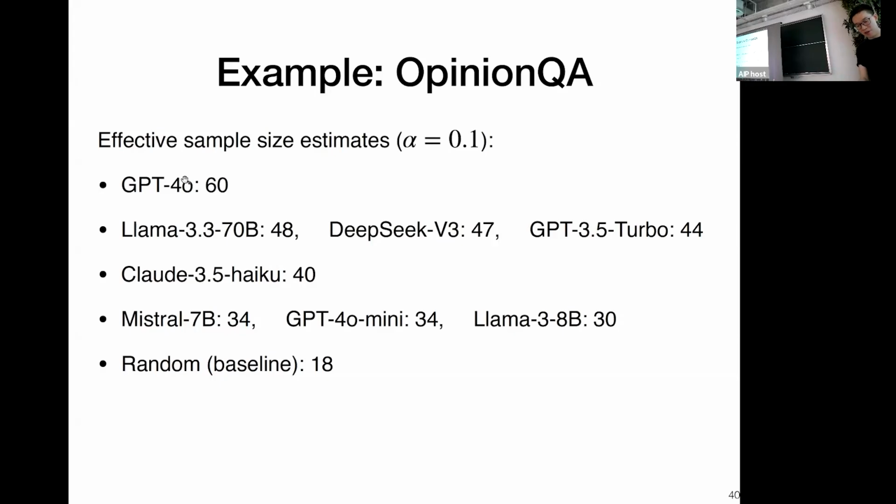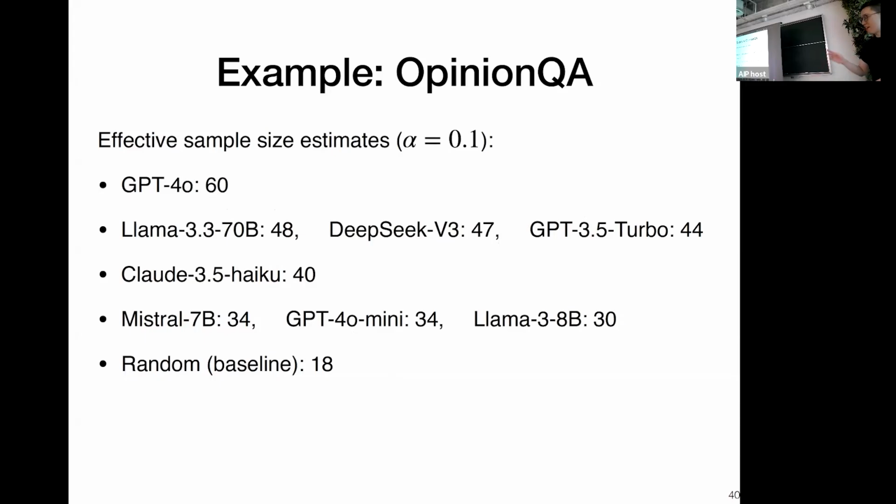For example, this Llama is the next performing. These methods are similar: Claude, Mistral, etc. And we also included a random baseline. That means you just do a coin flip. You have a bunch of choices, and this random baseline just randomly picks one response uniformly at random.